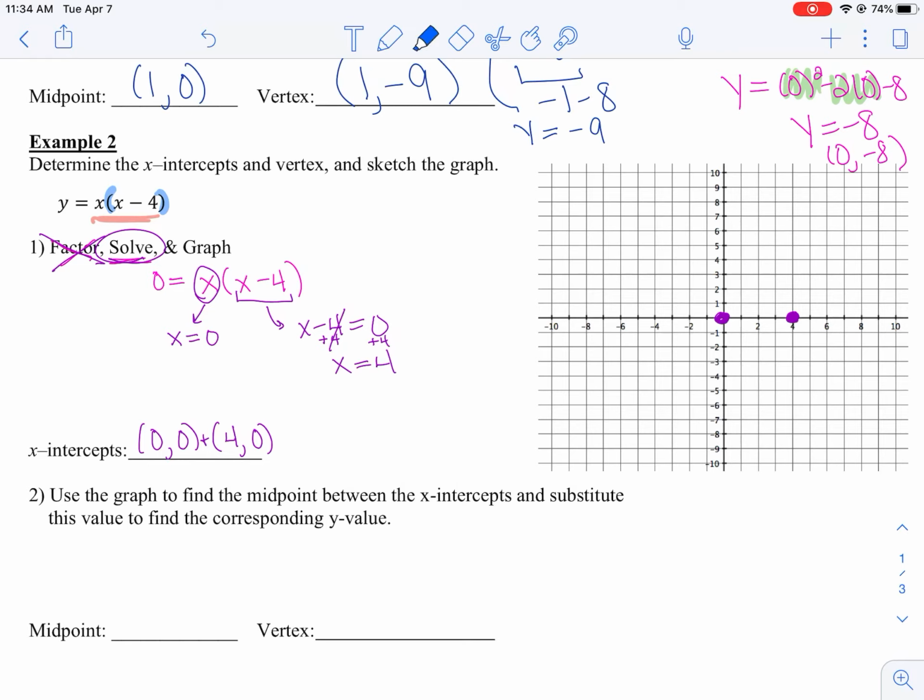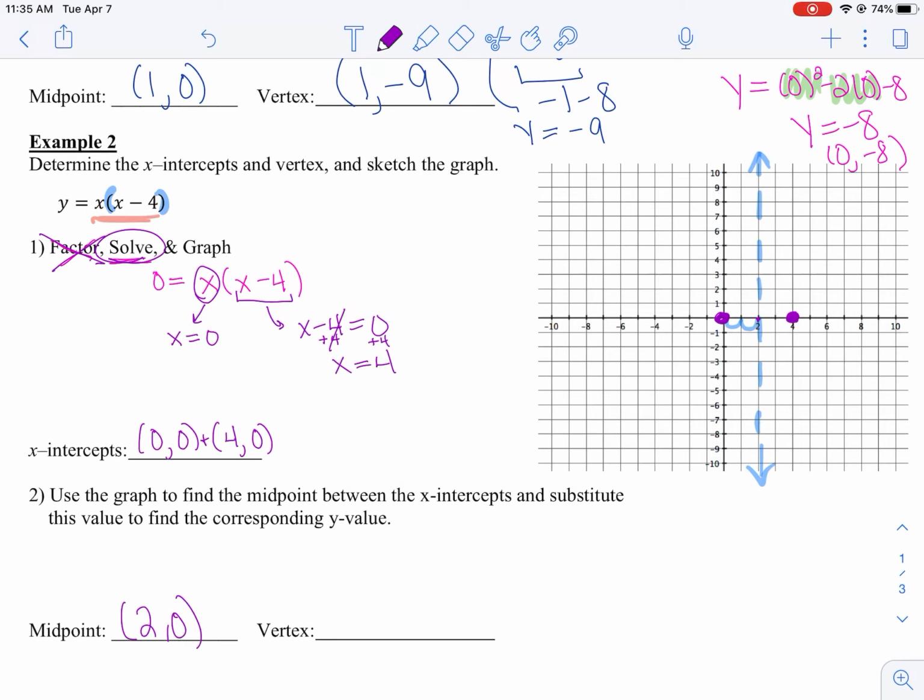So now that we have our two x-intercepts graphed, we're going to look for what is in the middle. Where is the midpoint? So we have 1, 2, 3, 4 units. And so half of 4 would be 2. So we want 2 away from one of these points. So if I go 2 units, 1, 2, there is my line of symmetry, or axis of symmetry. And what x value does it cross through? 2. So I have 2, 0 as the midpoint.